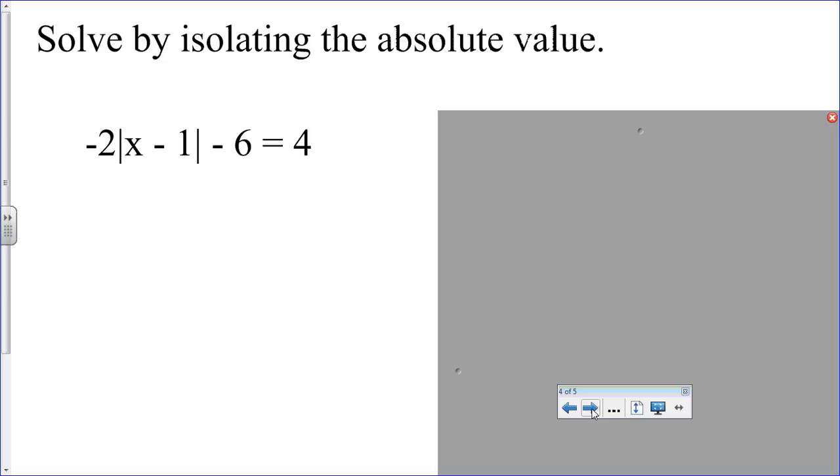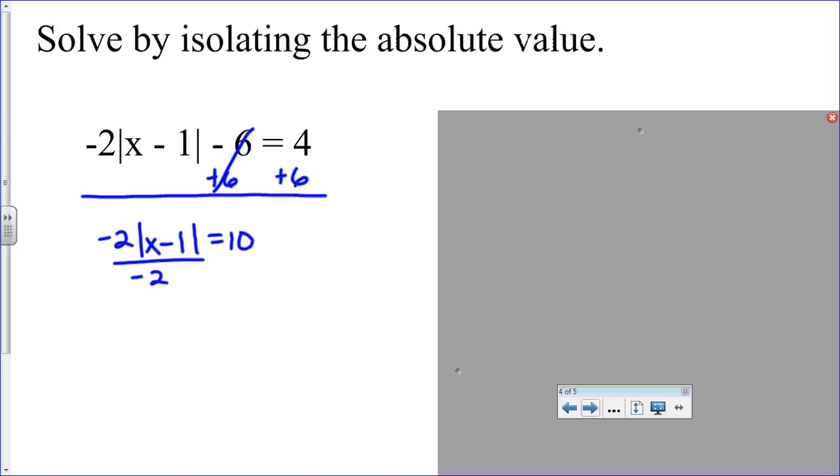I need to get absolute value by itself. So solve by isolating the absolute value. I need to get that by itself first. So what should I do first? Add 6. So add 6 to both sides. Then what should I do? Divide by -2. And I get absolute value of x minus 1 equals -5.